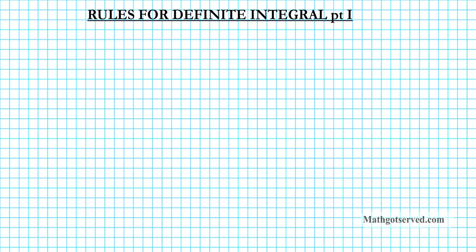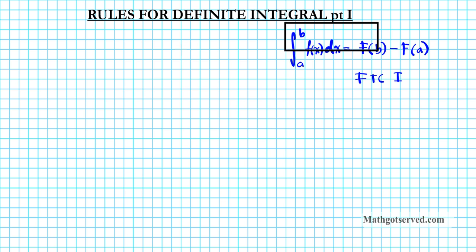It states that the definite integral from a to b of a function f of x dx is equal to the antiderivative of f evaluated at the upper limit of integration minus the antiderivative of f written as uppercase F evaluated at the lower limit of integration. Okay, so this is FTC part 1. This is what we're going to be using to show that our rules are in fact correct.